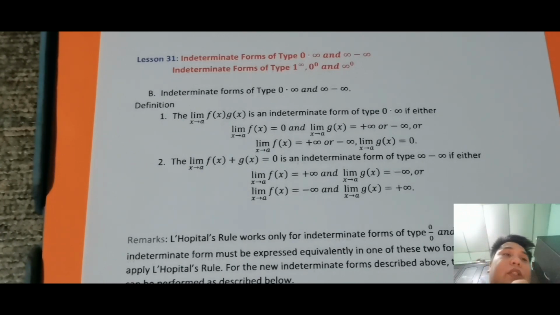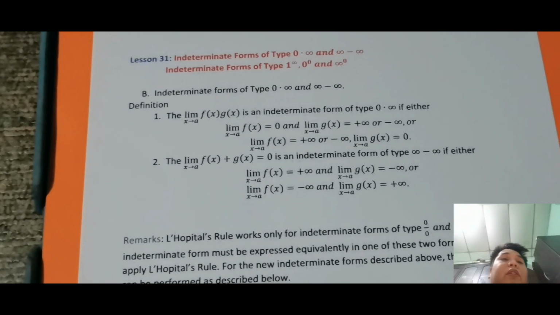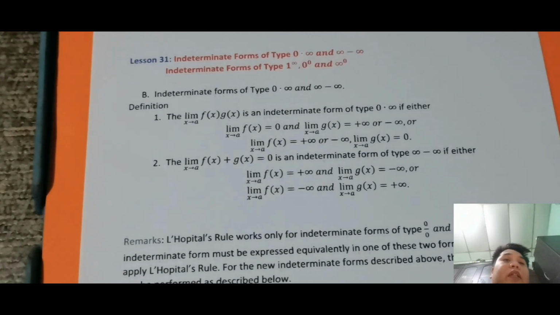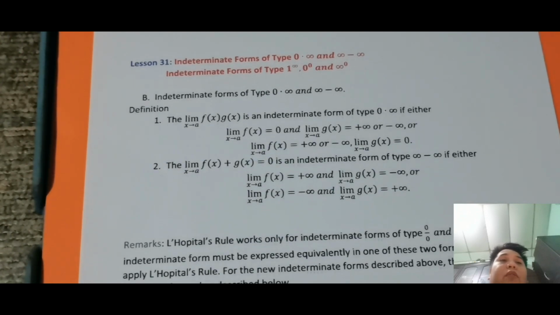So ito na yung ating lesson 31, yung karugtong ng ating indeterminate form and L'Hopital's rule. In this lesson, pag-uusapan naman natin yung ating indeterminate form of type 0 times infinity and infinity minus infinity. Meaning magkasama sila sa isang type, kumbaga iisa sila ng method kung paano ito solve. Then we have the indeterminate form of type 1 raised to infinity, 0 raised to 0, and infinity raised to 0.